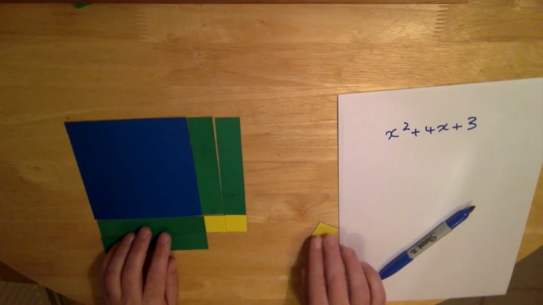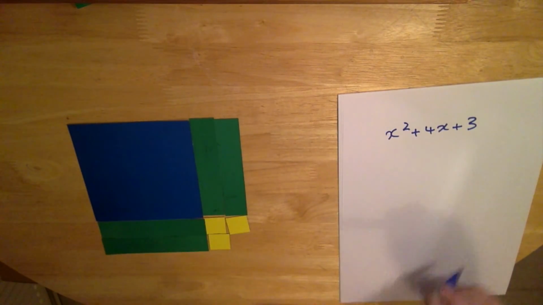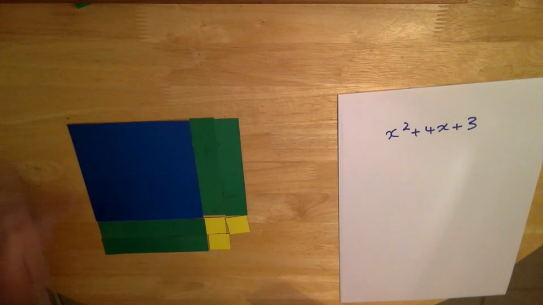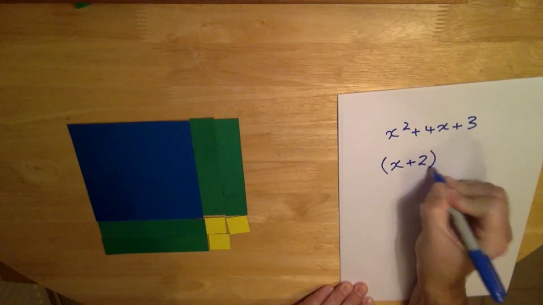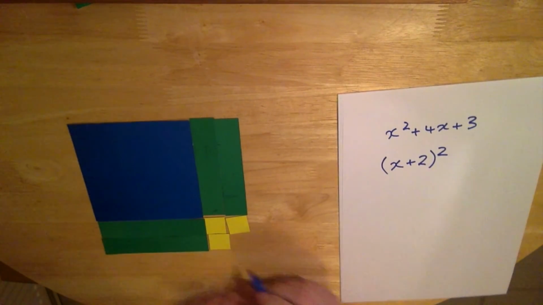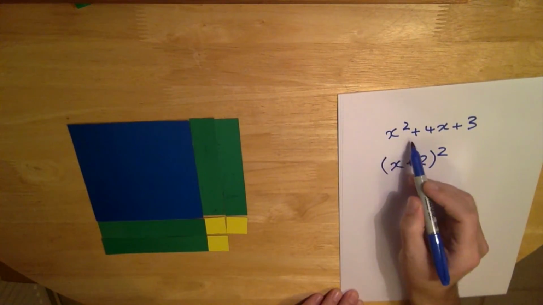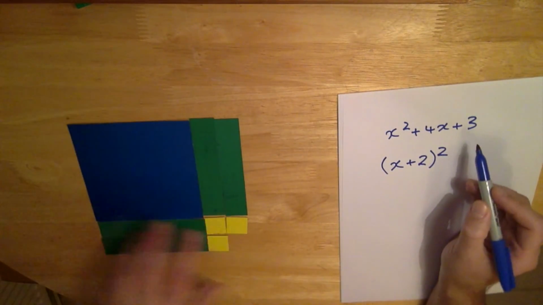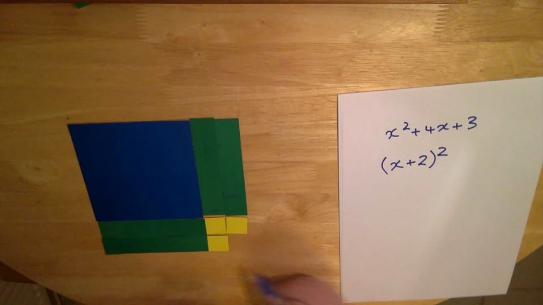We can almost make a perfect square. And this square would be x plus 2. So we have this square, x plus 2 squared. And there's one missing. So x squared plus 4x plus 3 is the same as x plus 2 all squared minus 1. And we've completed the square.